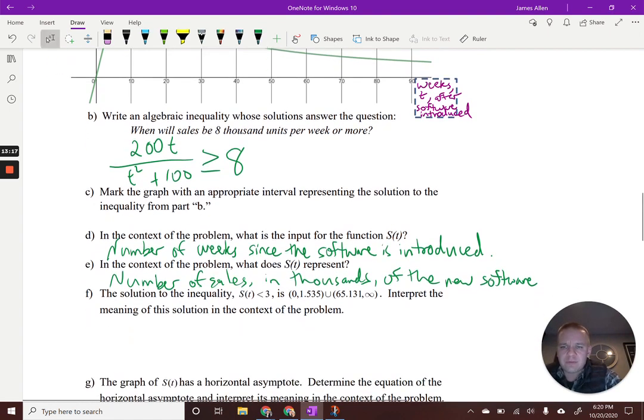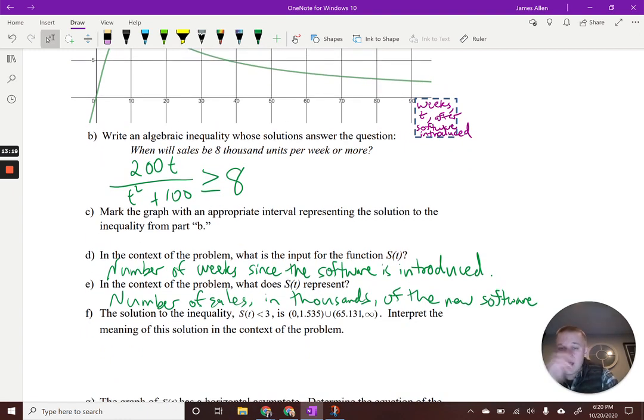All right, part F, and then uno mas. The solution to the inequality S of T less than 3 is 0 to 1.535 union 65.131 to infinity. Interpret the meaning of this solution in the context of the problem. So what is that saying? Well, S of T is less than 3. And I know that S of T is the number of sales in thousands of new software. I just did that in part E.